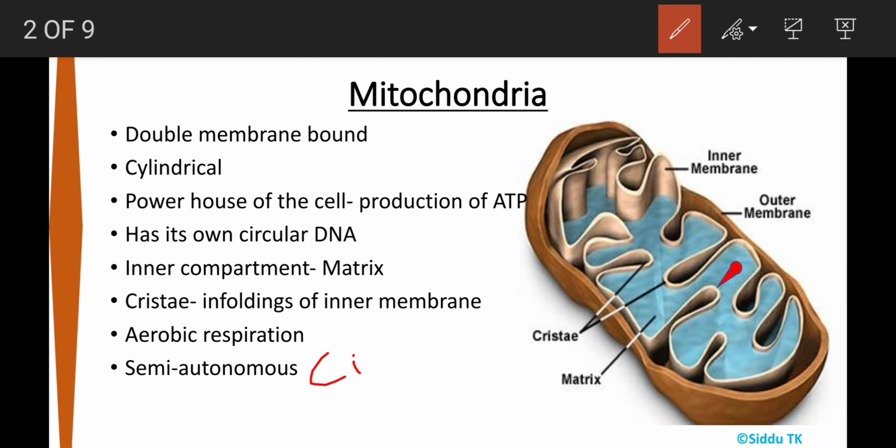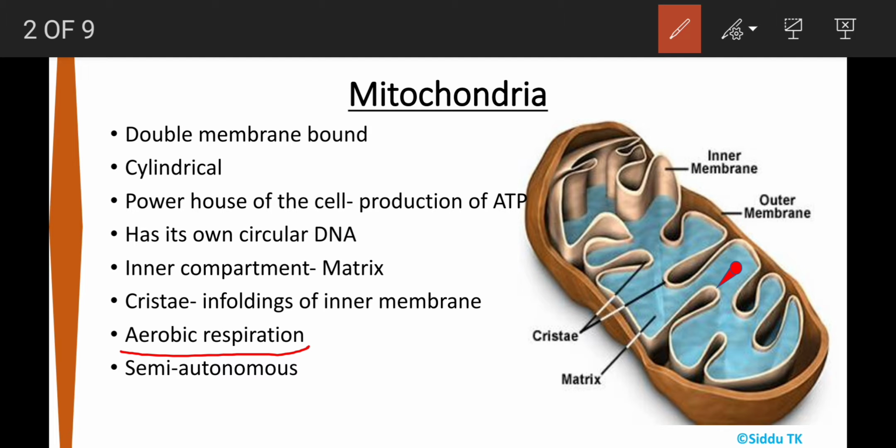Don't get confused with cisternae of Golgi apparatus. In mitochondria, you will find cristae. In Golgi apparatus, you will find cisternae. The space that is covered by the inner membrane is called matrix. Small hook-like proteins are attached to the cristae. These are called F1 particles or Racker's particles. Remember, where do you find F1 particles? You will find them in the mitochondria.